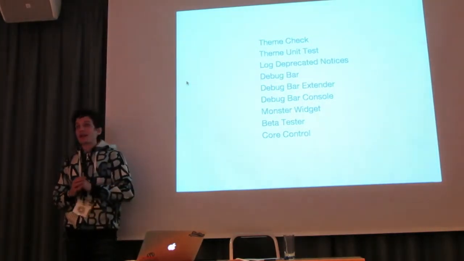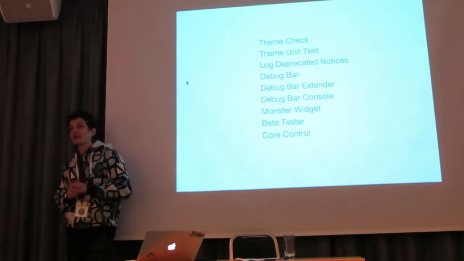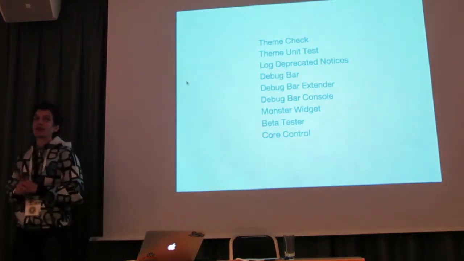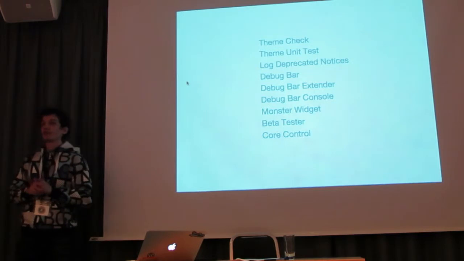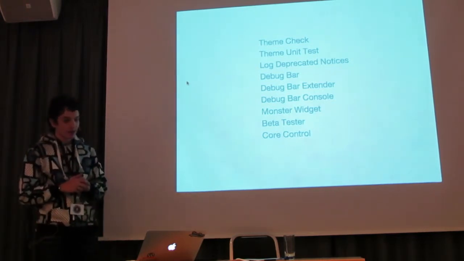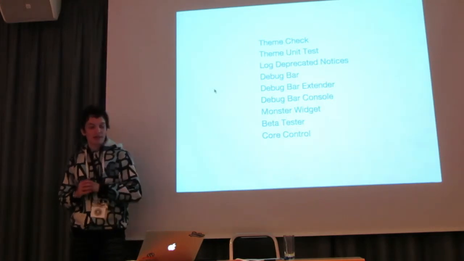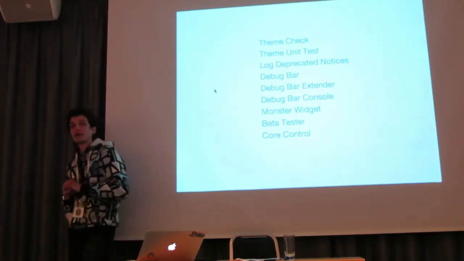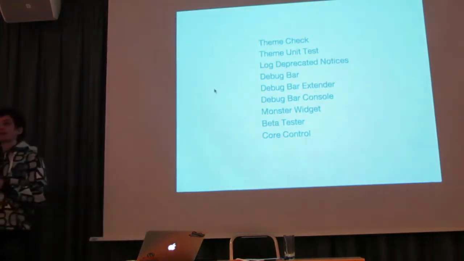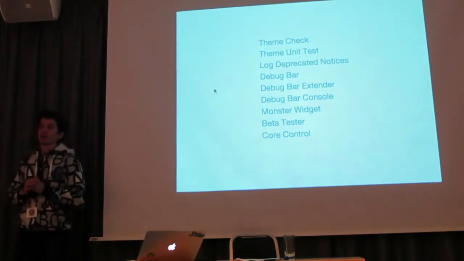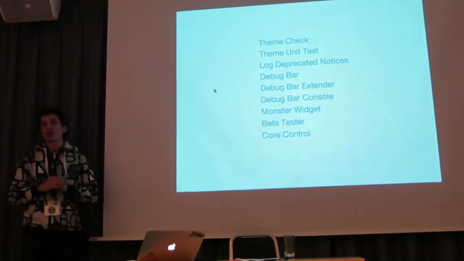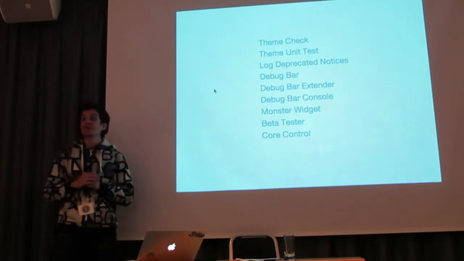Next is Log Deprecated Notices. This is a great plugin that will tell you whether you're using deprecated functions or deprecated arguments in functions. Next up is the series of Debug Bar, Debug Bar Extender, and Debug Bar Console. Debug Bar is like Firebug for WordPress. It's a must for all WordPress developers, not only theme developers.